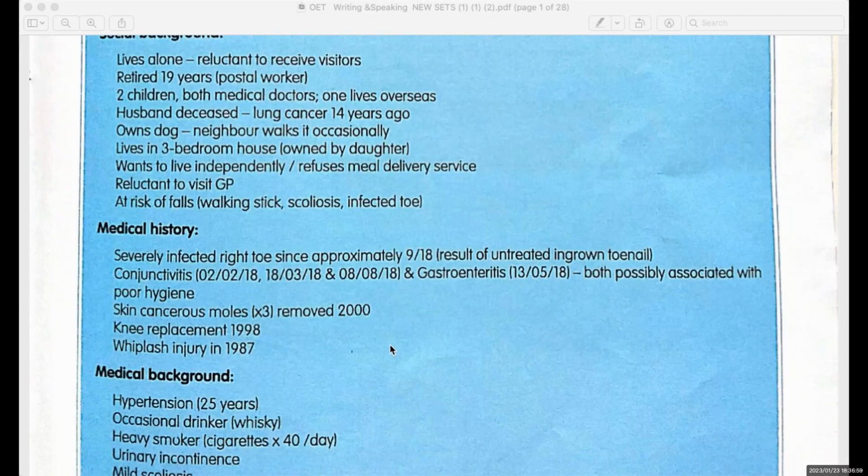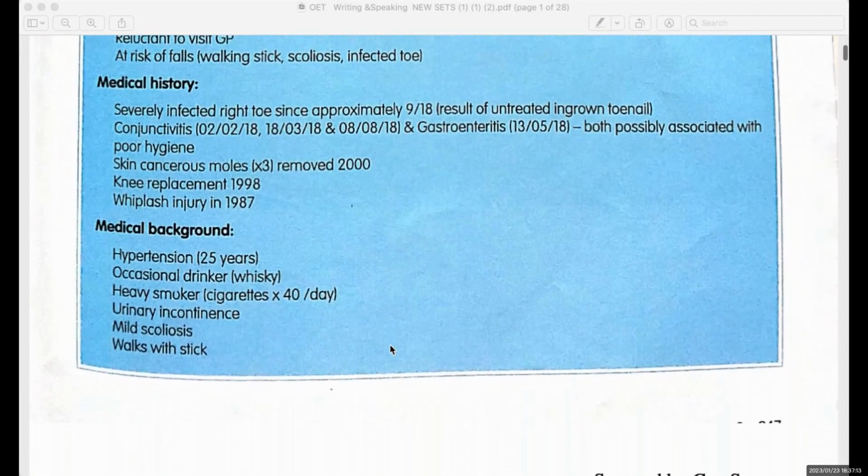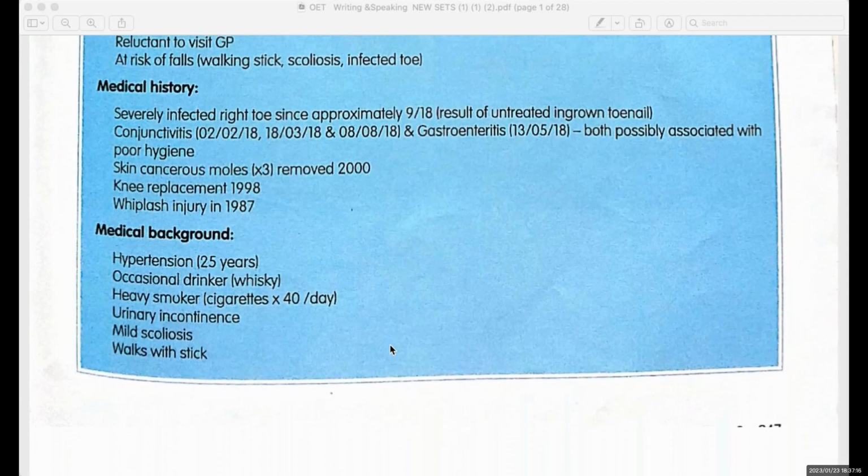But we are definitely going to talk about the conjunctivitis, three bouts, and gastroenteritis. We're also going to talk about the severely infected right toe. So what I'm saying is that medical history and medical background can be merged into one without a doubt. Because if you remove these three from here, then we have only one sentence, isn't it? And one paragraph containing only one sentence doesn't look very good. So why not merge this with this one?